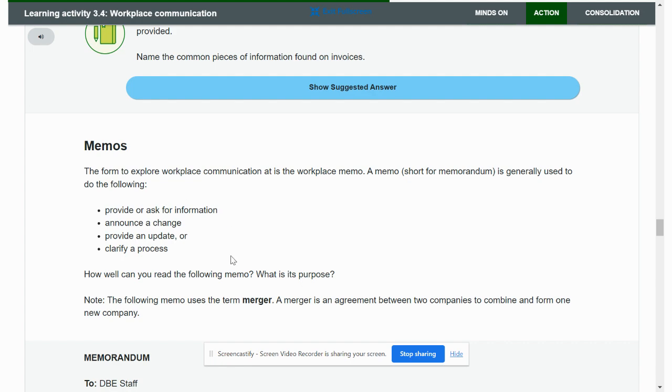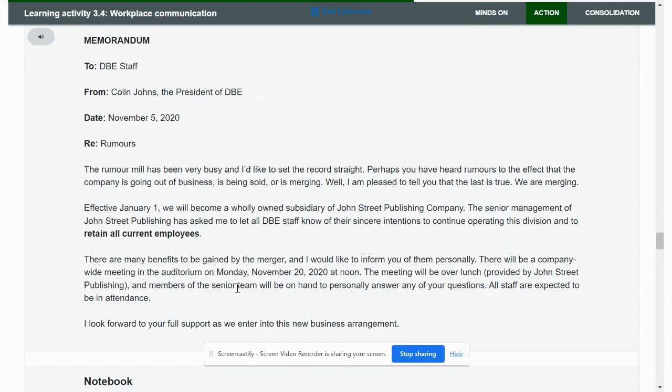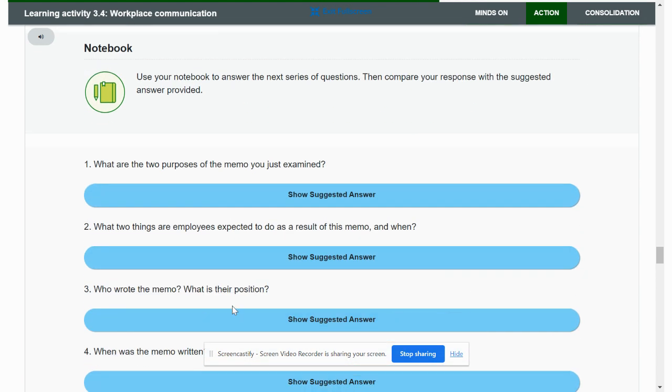Also, memos can be a big part of any workplace. So they're going to give an example here of how to read a memo and what questions, again, you might need to consider when reading a memo.